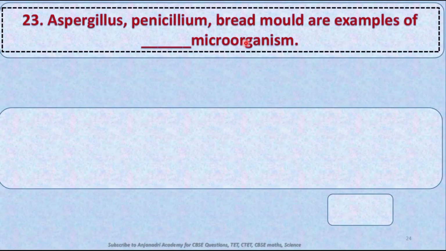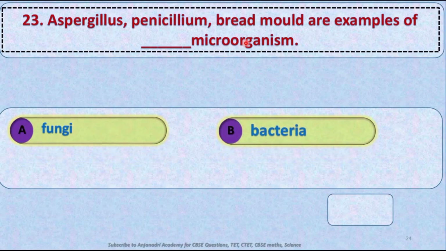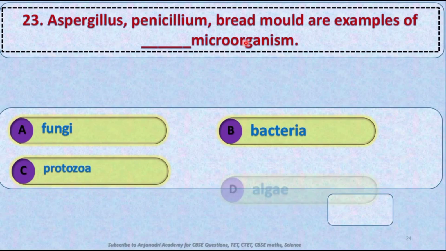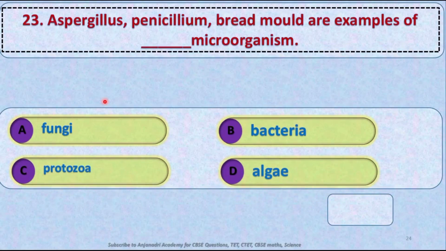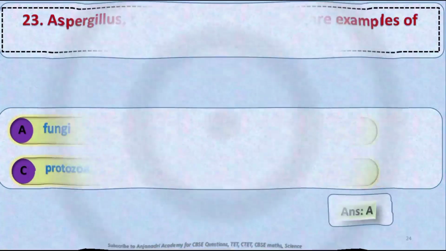Aspergillus, Penicillium, bread mold are examples of which microorganisms? Fungi, bacteria, protozoa, algae. The correct answer is option A. Aspergillus, Penicillium, and bread mold belong to the fungi kingdom.